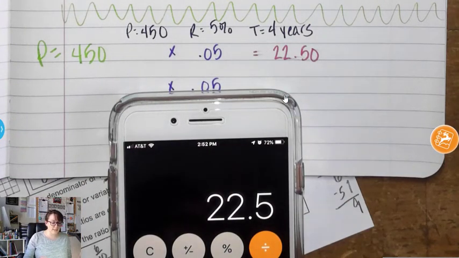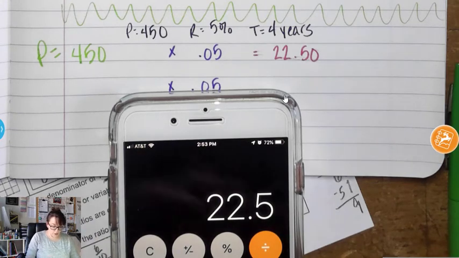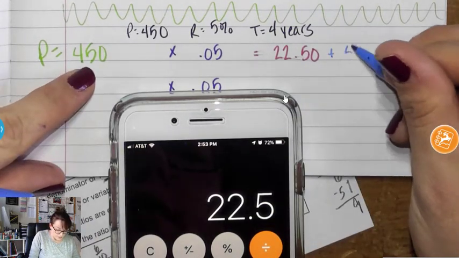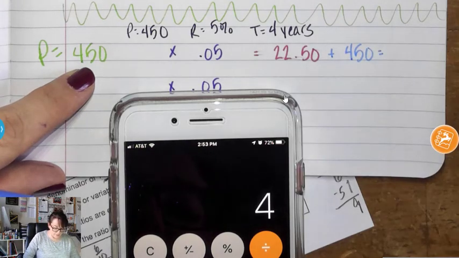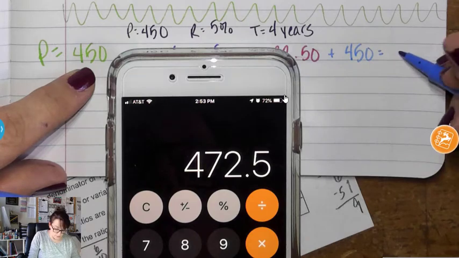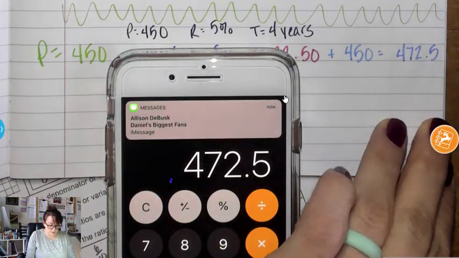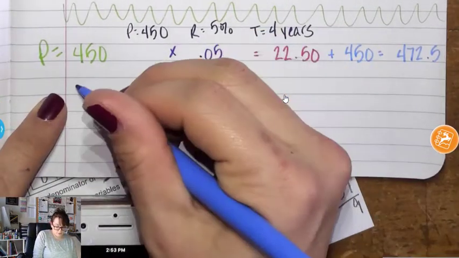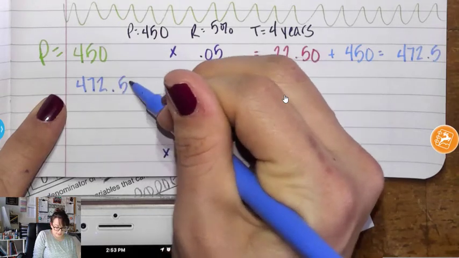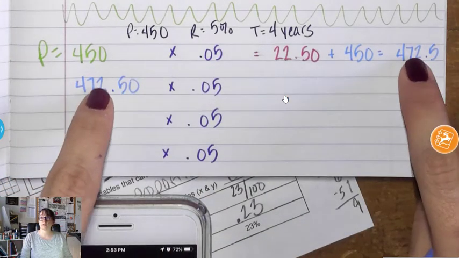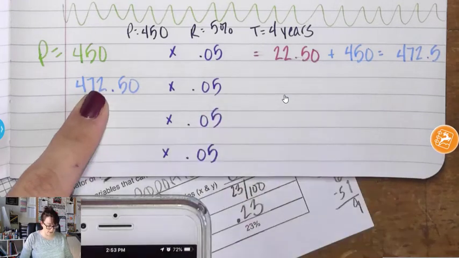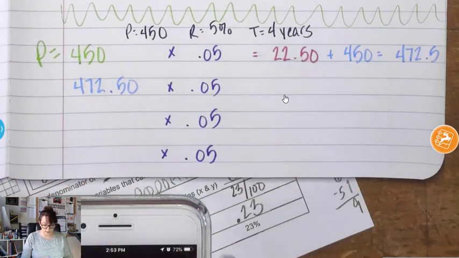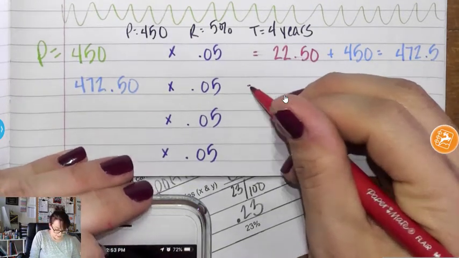How much money was in the account? $450. So then we add back what he had to start with. So plus 450 is 472.50. That number goes back down here. 472.50, so this number came here, times 0.05, which is $23.63. I just did it in the calculator.